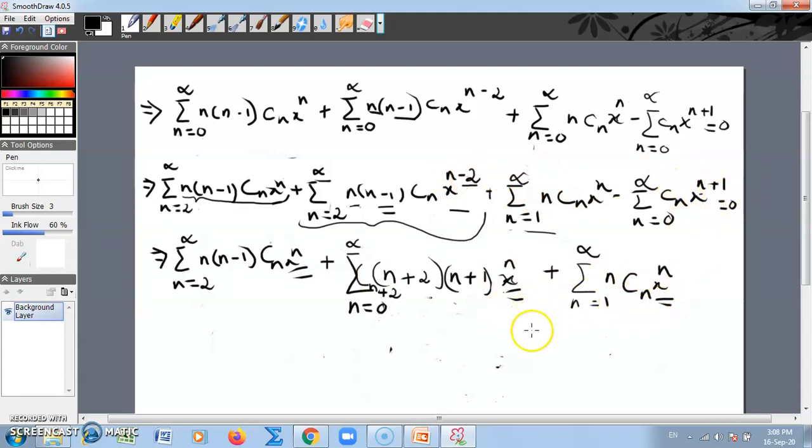So let us see how I change it. In order to do this, I'll have to decrease it by 1. So I have to increase the summation by 1. N was equal to 0. Now it will start from n is equal to 1. And this becomes n Cn minus 1 x to the power n up to infinity.